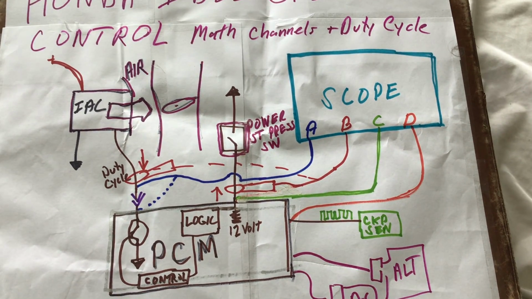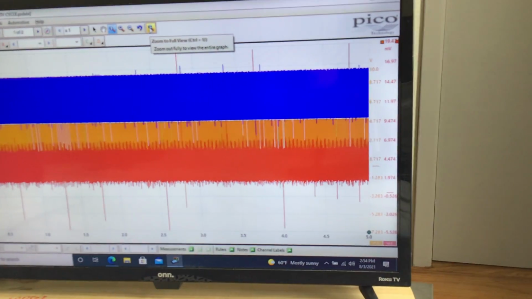So let me go to the scope, and we'll take a look at a bunch of captures. I'm probably going to shoot this in a few parts. I'm going to try to concentrate. I will explain the math channels in good detail so you can understand them. We'll have 2 math channels at once on the screen.